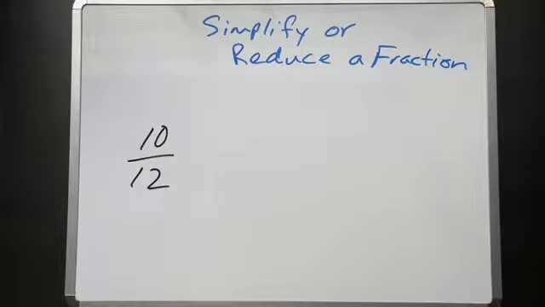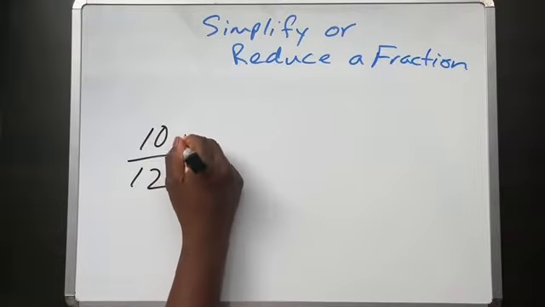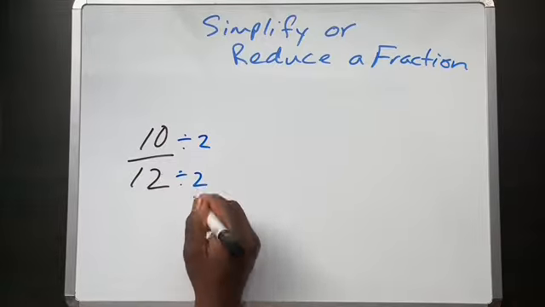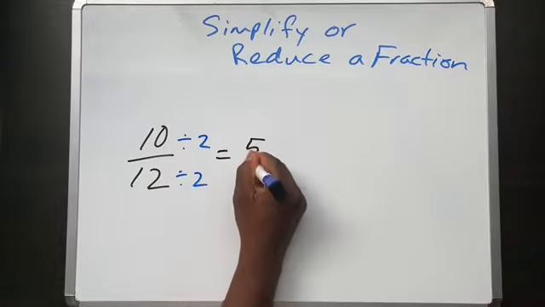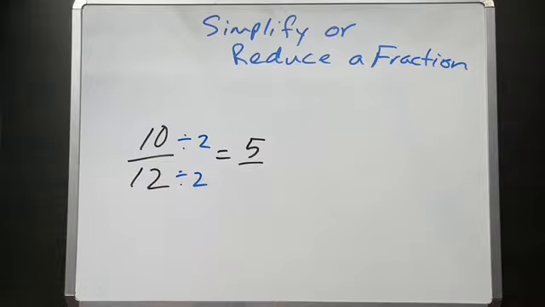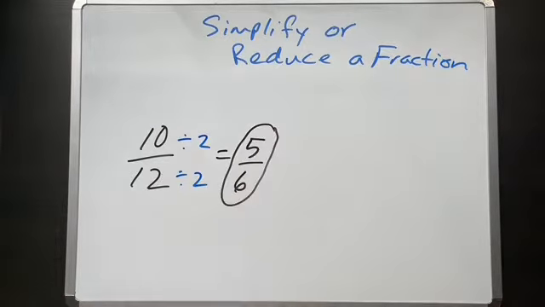We ask ourselves, what's the largest number that can be divided into both 10 and 12? And we're going to go with 2. So we divide the numerator and denominator by 2. 10 divided by 2 will give us 5. And 12 divided by 2 is going to give us 6. This is the simplified or reduced form of 10 over 12.